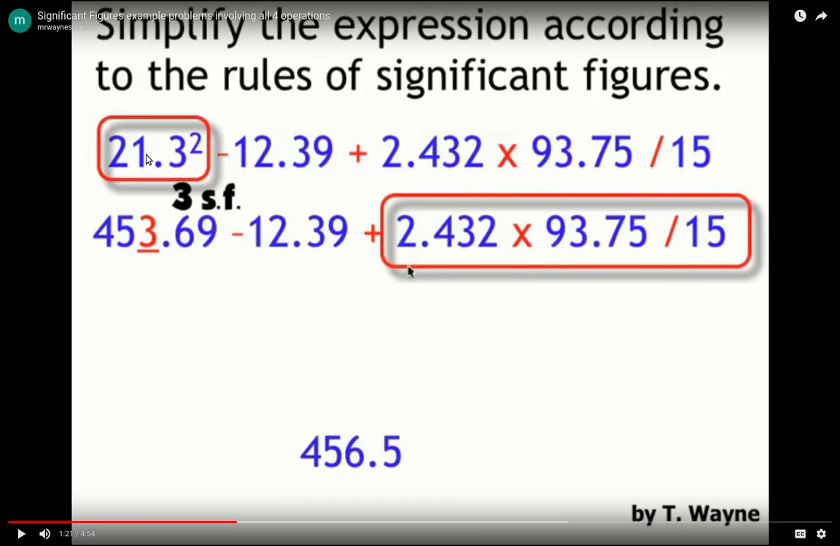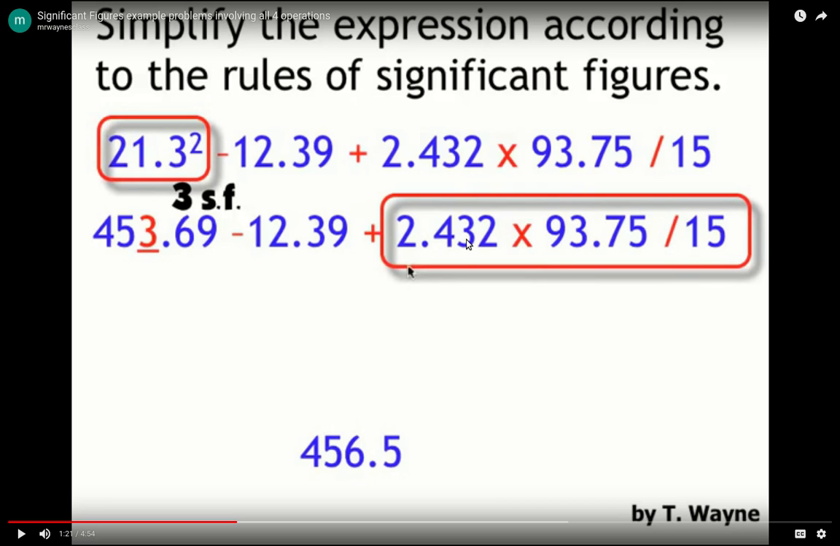Notice there's 3 sig figs here, so he's just counting 1, 2, 3 sig figs. So because this is a multiplication problem, 21.3 times 21.3, he's keeping track. He didn't get rid of all the other numbers. He just underlined it to know that this number should have 3 sig figs. And then the next thing in PEMDAS is to multiply and divide.